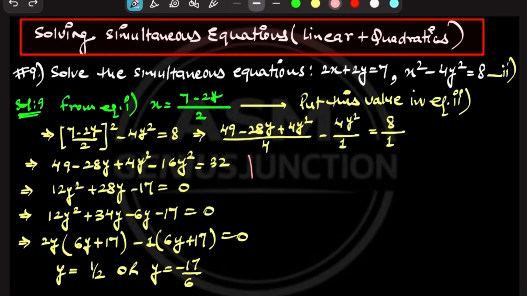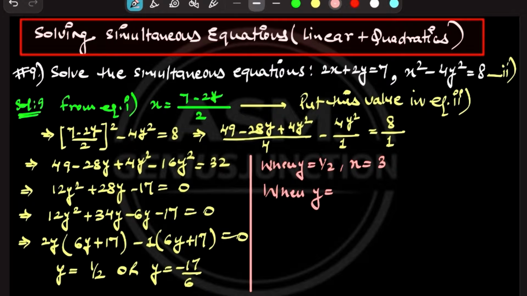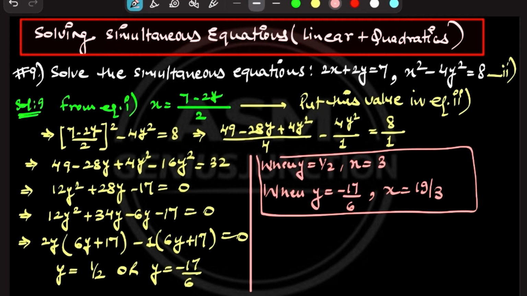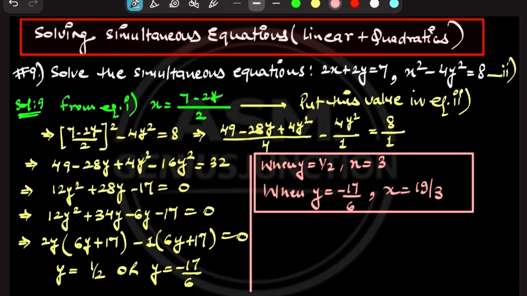Now we are going to substitute y equals 1 over 2 in equation number 1, that is, 2x plus 2y equals 7. When I substitute y equals 1 over 2, we get x equals 3. And when we substitute y equals minus 17 over 6, then we get x equals 19 by 3. So this is the solution set for the given question.